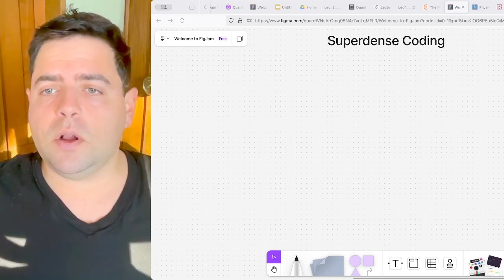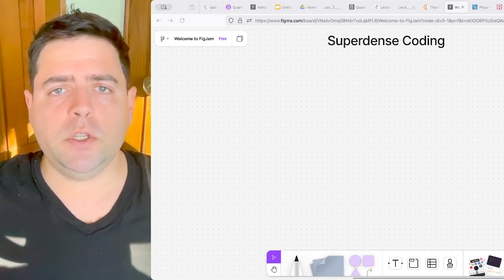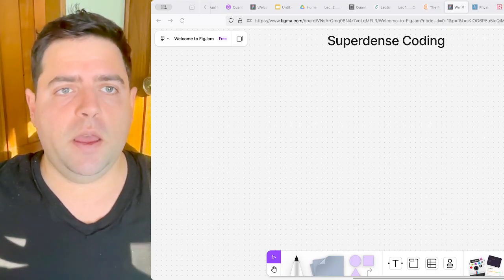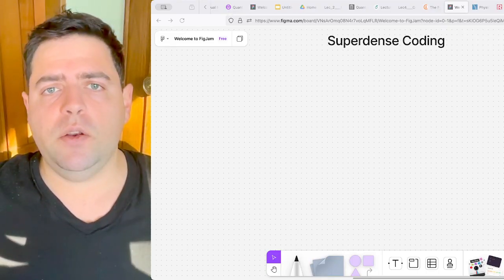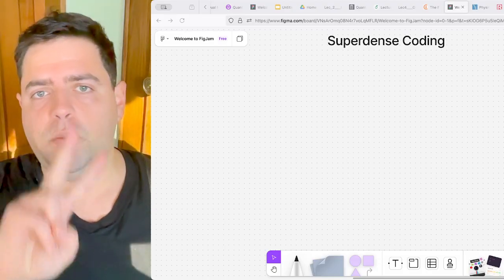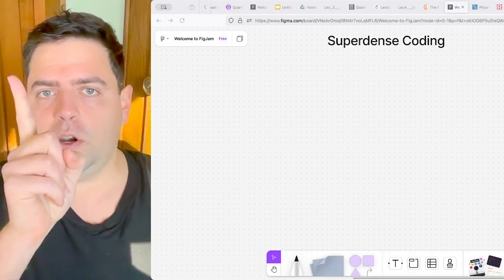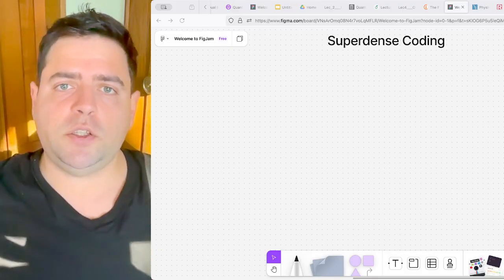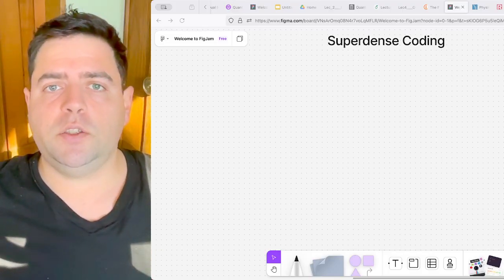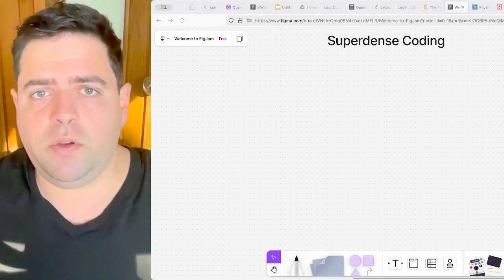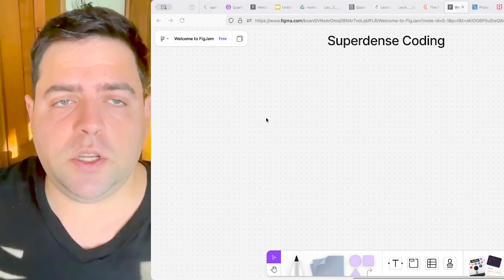Hey, welcome everyone. Today we're going to be doing superdense coding. That's a quantum communications protocol, and it's going to essentially allow us to send two classical bits of information with just one qubit of information. That's why it's called superdense information coding, because it shows that qubits have way more information density than classical bits have. So let's see how that works.